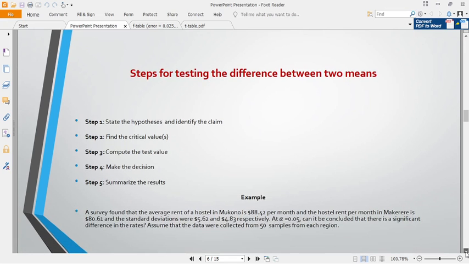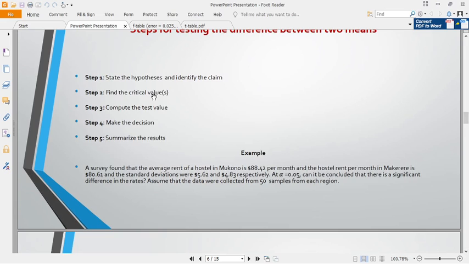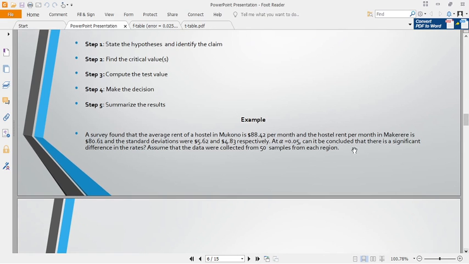So we follow the same steps when testing for the difference between two means. We state the hypothesis and identify the claim, find the critical values, compare the test value or compute the test value, then make a decision, and summarize your results.